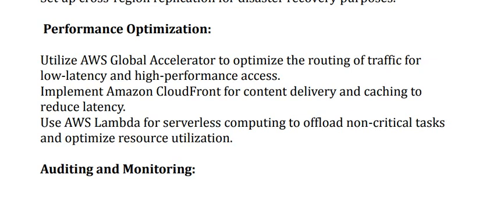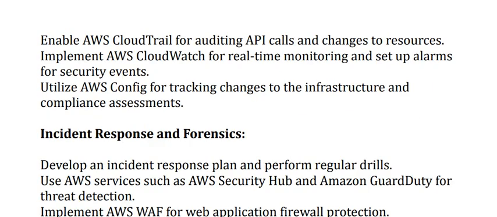Next, audit and monitoring. Enable AWS CloudTrail for auditing API calls and changes to resources. Implement Amazon CloudWatch for real-time monitoring and set up alarms for security events. Utilize AWS Config for tracking changes to the infrastructure and compliance assessments.